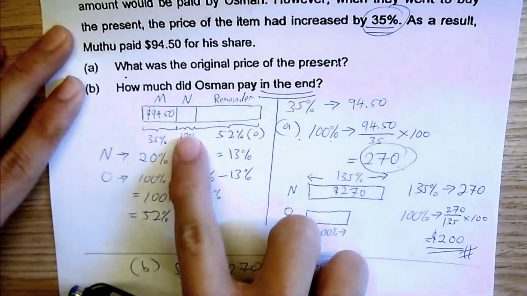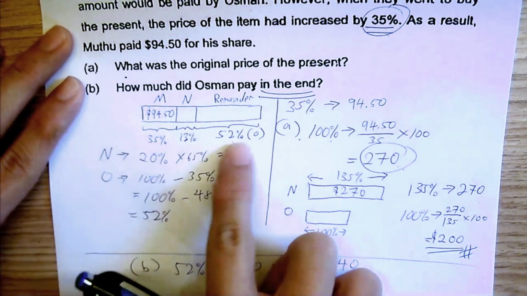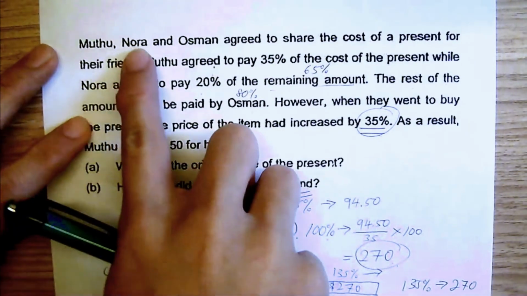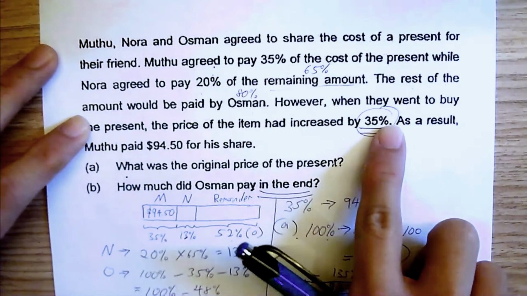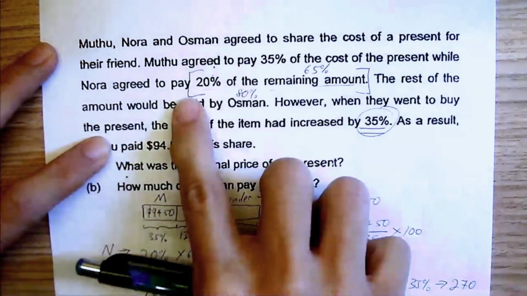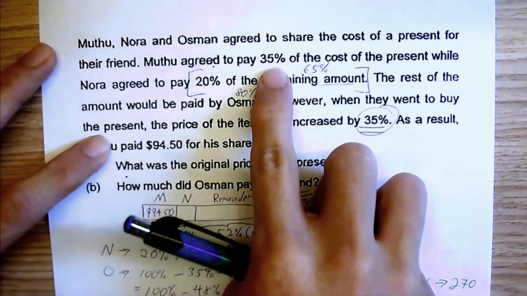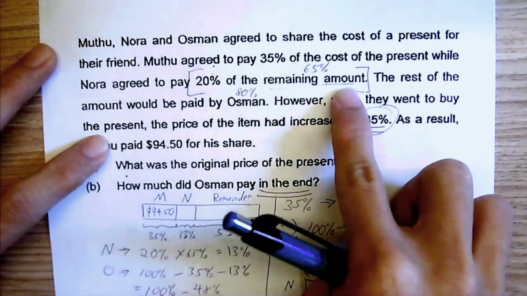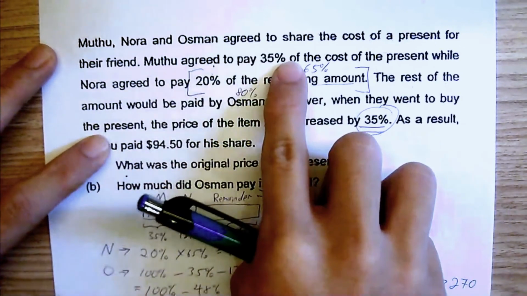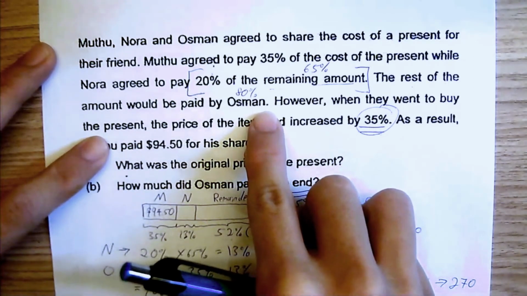So for parents, if you realize that for a lot of percentage questions, I'm still using a lot of models, this will truly help them to visualize it. But more importantly, you must help them to understand the logic. Why do I spend so much time telling you all about the remaining amount? It is 20% of the remaining amount and not 20% of the overall. It's because there are some students who are not used to this type of phrasing. Since they're not used to this type of phrasing, they will just think that Mutu paid 35%, Nora paid 20%, then Osman paid the rest. It doesn't make sense. It will not make sense.